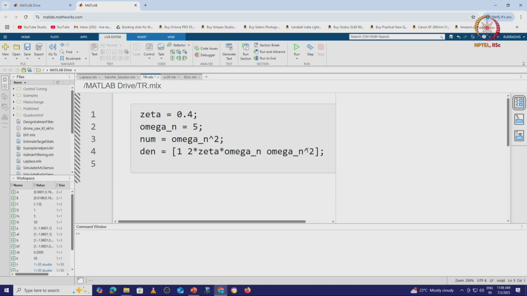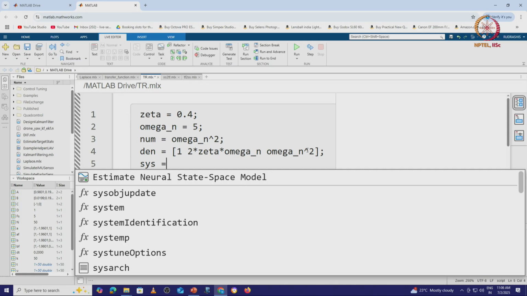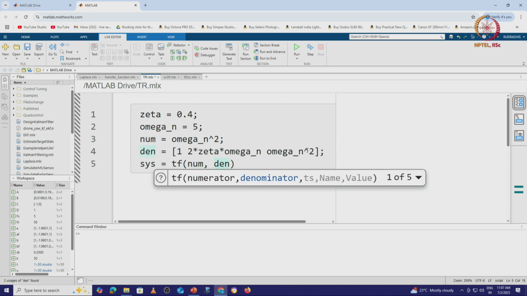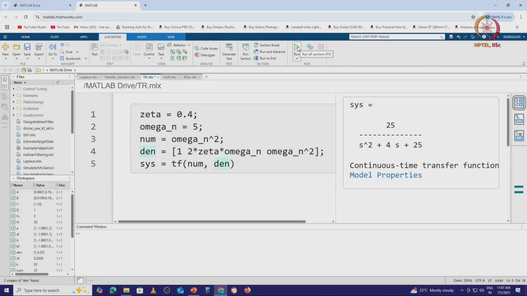Now, how do we define the system? We define the system in terms of a transfer function whose numerator is this particular variable and denominator is this variable. If we try to see what the system will be, it looks like this. Omega n is 5, so omega n square becomes 25, s square plus 2 into zeta into omega n s. So 2 into 5 into 0.4 becomes 4, and then again omega n square.